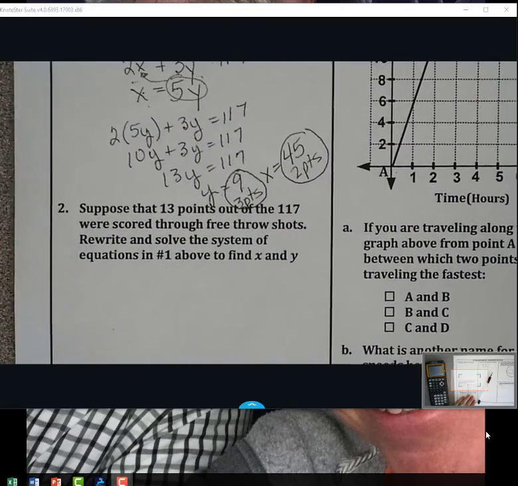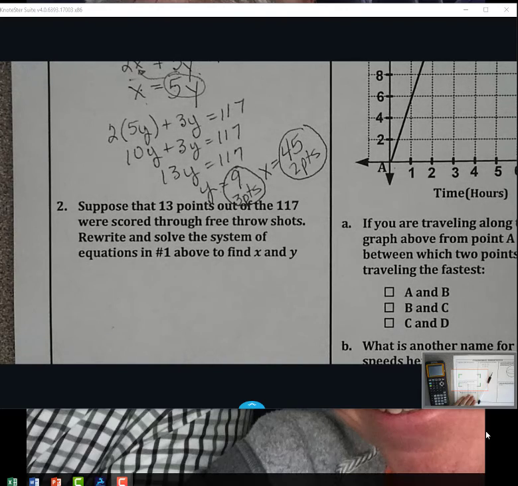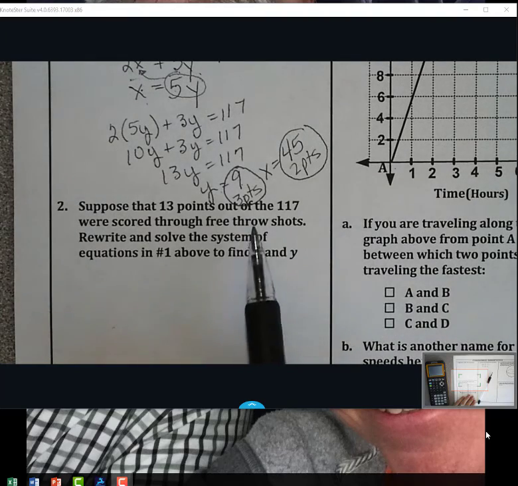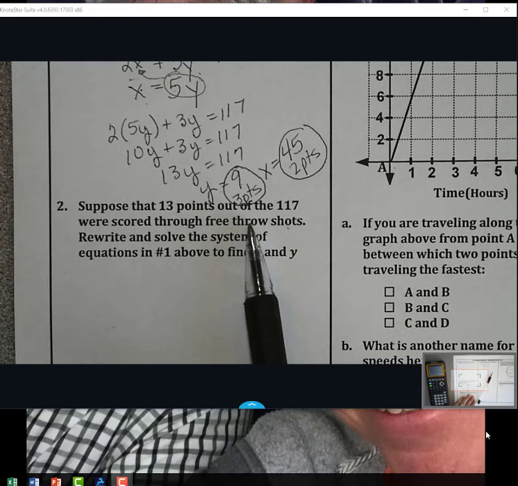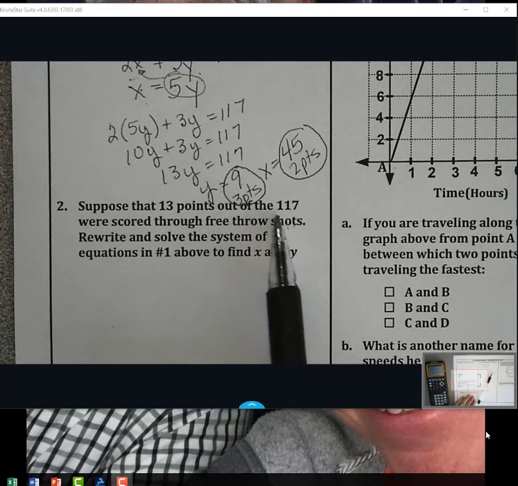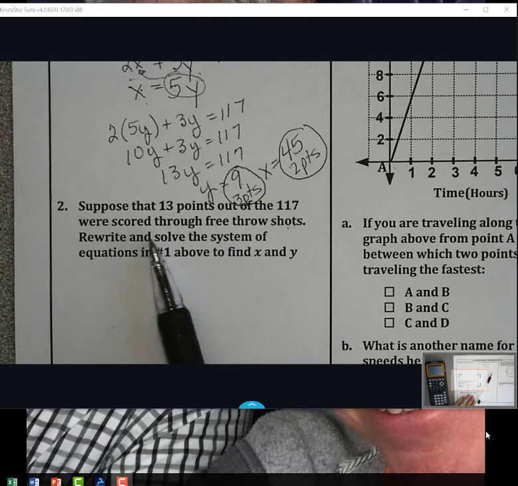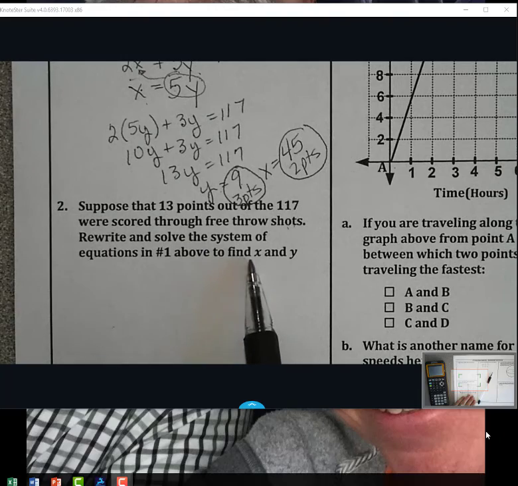Alright, next question. Suppose that 13 out of the 117 points were scored through free throw shots. Okay, so these free throw shots are worth 1 point each. So if 13 of the points were from 1-pointers, then rewrite and solve the system of equations to find out the number of 2-pointers and the number of 3-pointers.